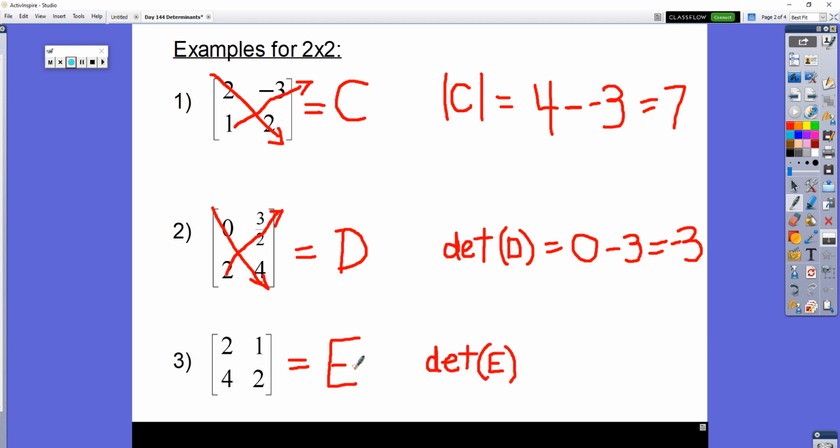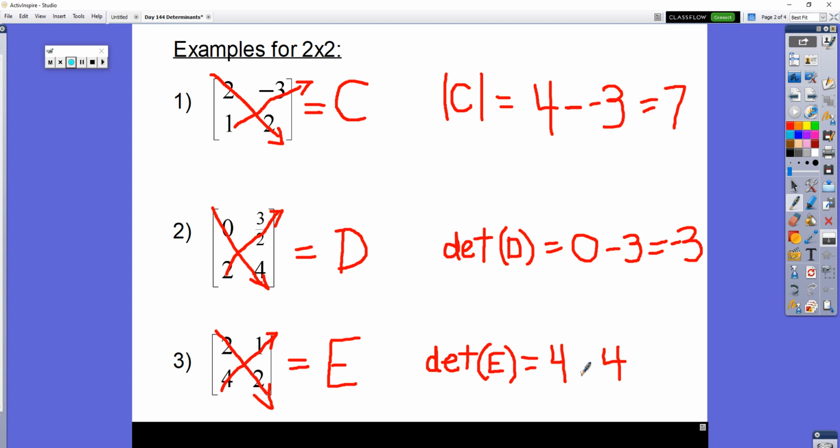Last matrix is called matrix E. And again, they're going to ask us to take the determinant of it. When I multiply the numbers along this diagonal, I'm going to get 2 times 2, which is 4. Whatever that product is, you just leave it alone. And then I'm going to multiply the numbers coming back in the opposite diagonal direction. 4 times 1 is 4.